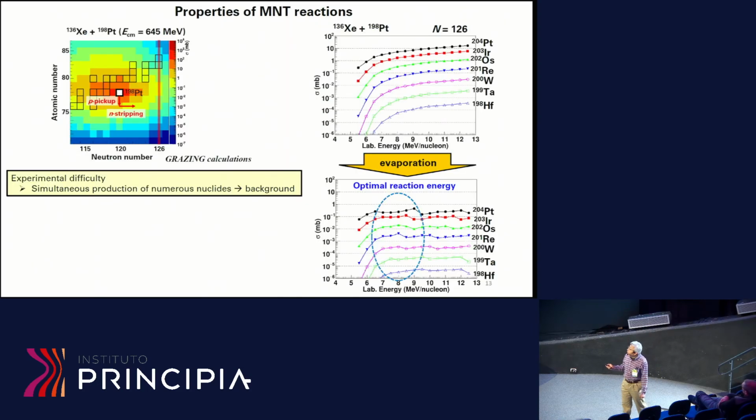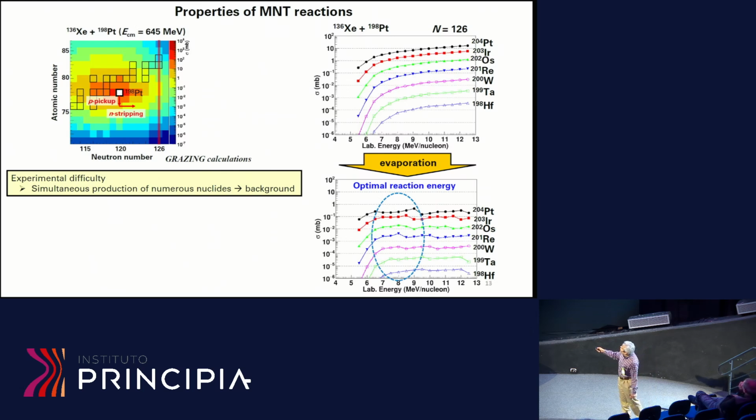However, there are other experimental problems in using the multi-neutron transfer reactions for spectroscopic work. This figure shows the yields of the various nuclei produced in the multi-neutron transfer reactions. So many nuclei are produced simultaneously. So if we'd like to measure one species of nuclei, the other nuclei become the background.